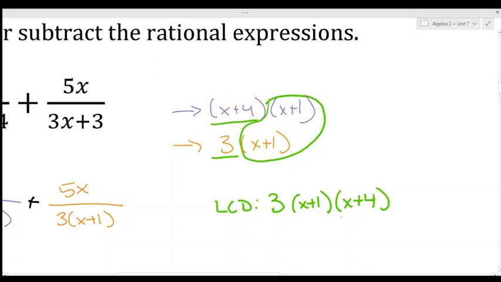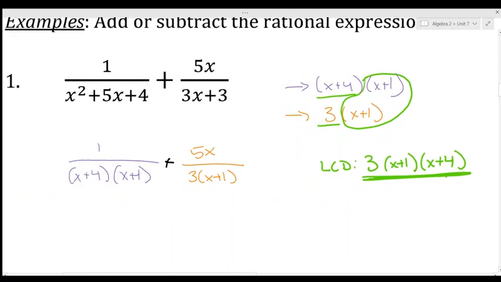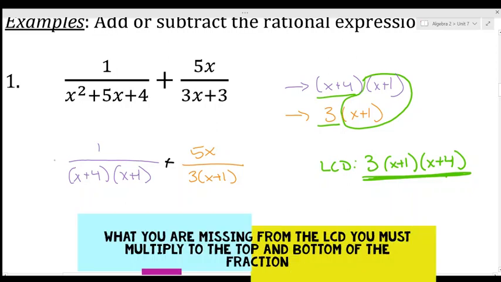That means both of my denominators need to have all 3 of these pieces. All right, so let's look at the denominator of the purple fraction. So we have x plus 4 and x plus 1. What is it missing from my LCD here? It's missing the 3. So that means I multiply the top and bottom of the fraction by 3. Now, looking at the orange fraction, we have 3 times x plus 1. What in the LCD is it missing? It's missing the x plus 4. So you multiply by x plus 4 on the top and on the bottom.